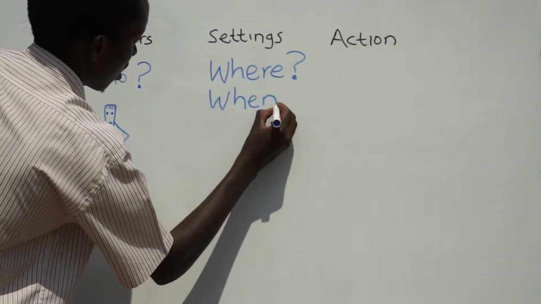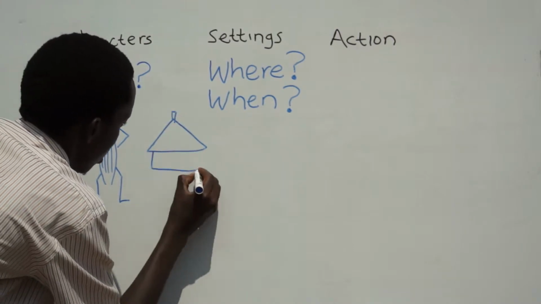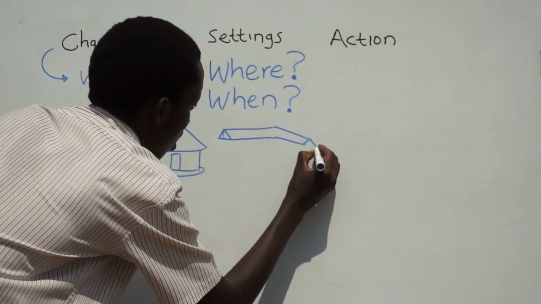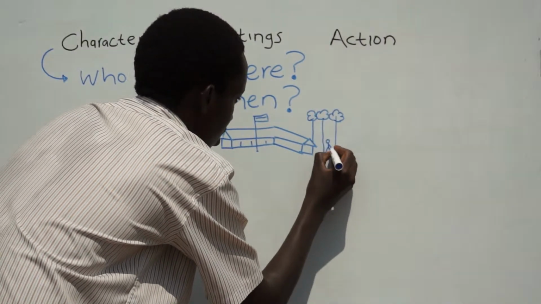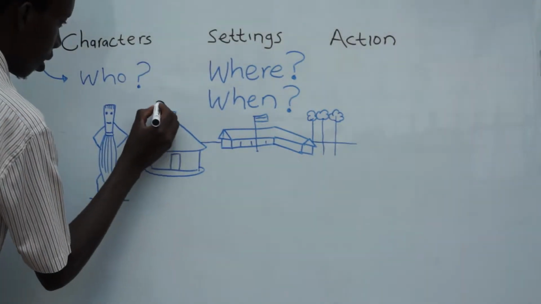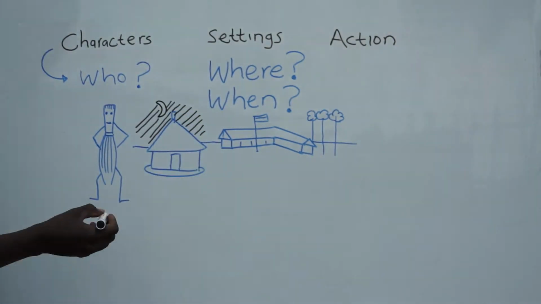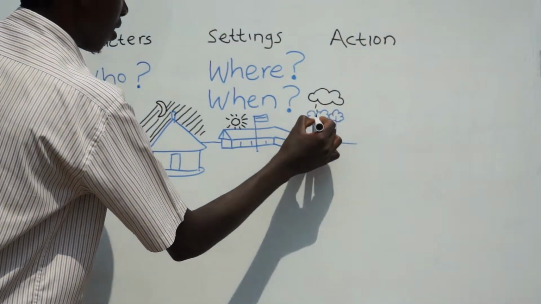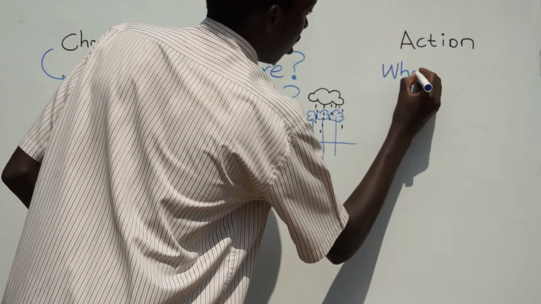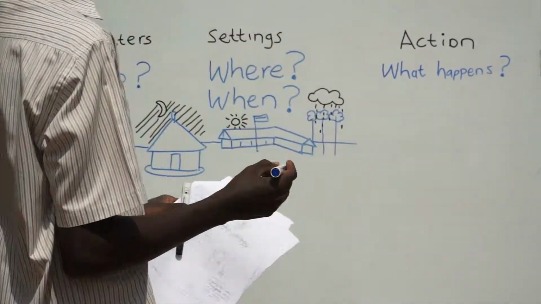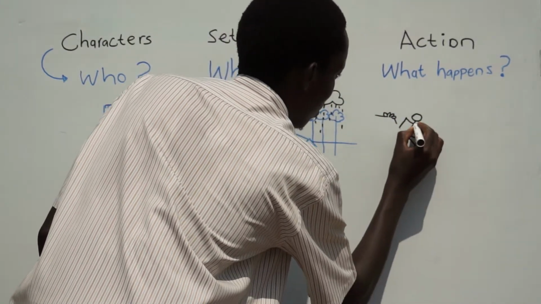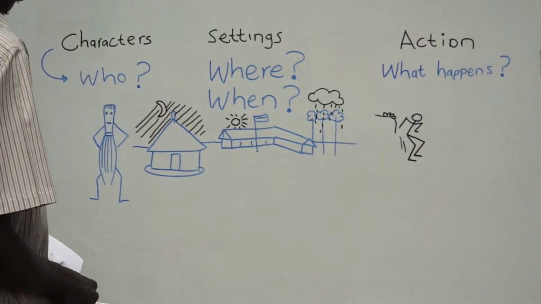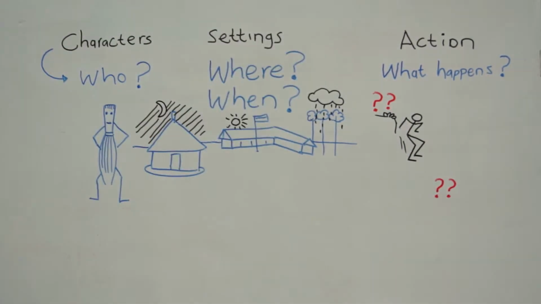Now, let's consider the setting. The setting answers the question where and when the story takes place. Does it take place at home, or at school, or in a jungle? Does it take place at night or in the morning, or during a rainy storm? Finally, and most importantly, you will need to create the action of the story. The action of the story answers the question, what happens? A good story sets up a conflict that the reader wants to learn more about. So, to repeat, a good fiction story answers 3 questions.